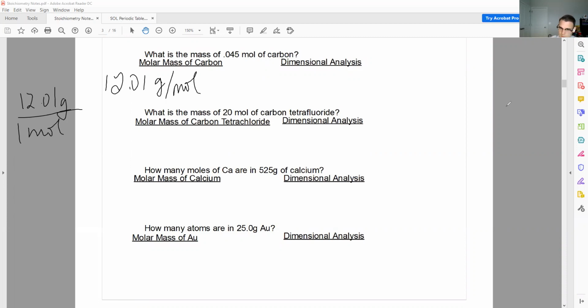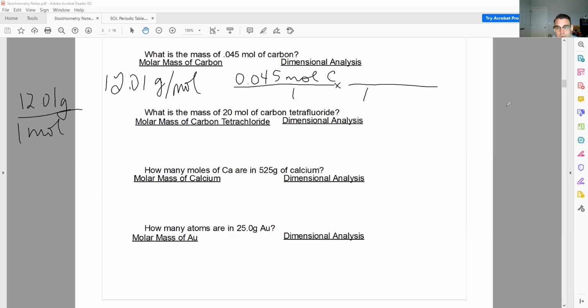Because it's back to dimensional analysis. If you didn't like it in the first module, maybe you like it more now, I don't know. But we still have to use it in order to do our conversions, because stoichiometry is conversions from one unit to the other, and we're going to be using our dimensional analysis with that. So remember, when you do dimensional analysis, you always start with what you're given. So I'm going to start with 0.045 moles of carbon, put it over 1.